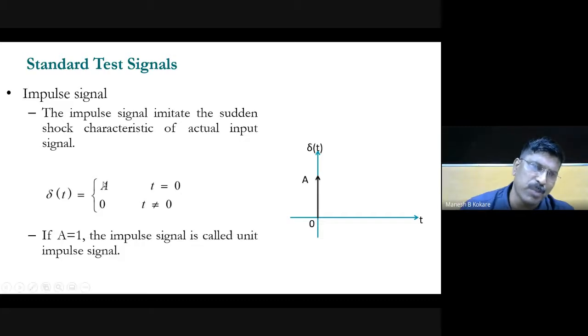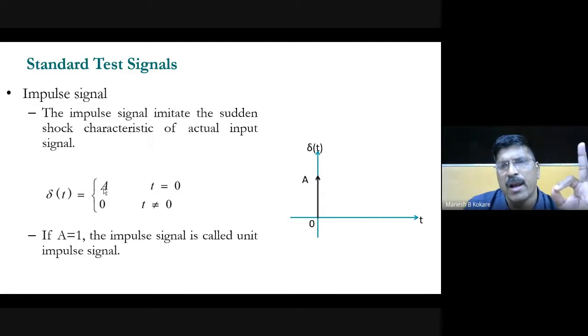For example, when A is equal to 1, delta t will be equal to 1, so R of s will be equal to 1 in that case. And you know that C of s by R of s is equal to the transfer function. If you put R of s equal to 1, meaning the input is the unit impulse, then C of s, your output, will be the transfer function, right?